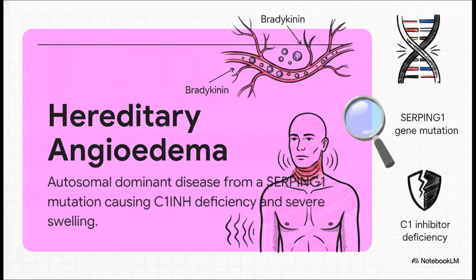A classic example here is hereditary angioedema, or HAE. This is an autosomal dominant disease caused by a mutation in the SERPING1 gene. That mutation leads to a deficiency in the C1 inhibitor protein, causing a massive overproduction of bradykinin. Bradykinin opens up the blood vessels, sure, but it doesn't trigger itch. Instead, it frequently causes severe, painful gastrointestinal colic, or, most dangerously, rapid swelling of the airway.